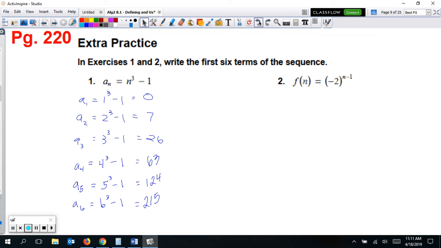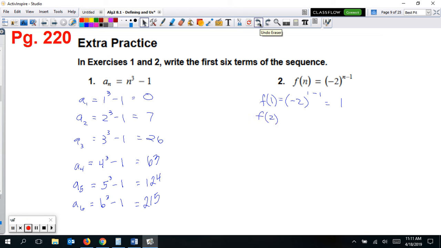So we're going to plug in 1 first, and again it's just going to be 1 through 6, so start with 1, f of 1, so now it's going to be negative 2, and then 1 minus 1 is the exponent, that would be 0. Anything to the 0 power is going to be 1, so our first term would be 1. So it's like if x is 1, then y is 1. There's your table of values. We can get ordered pairs out of these if we wanted to.